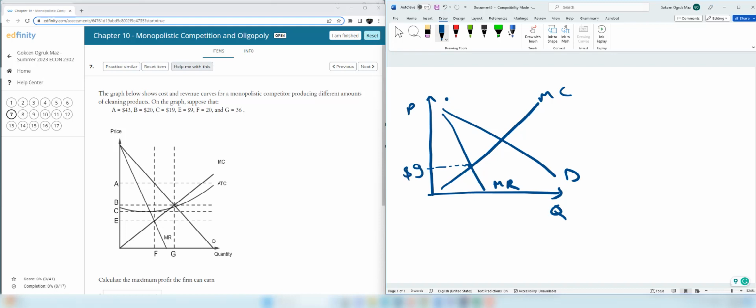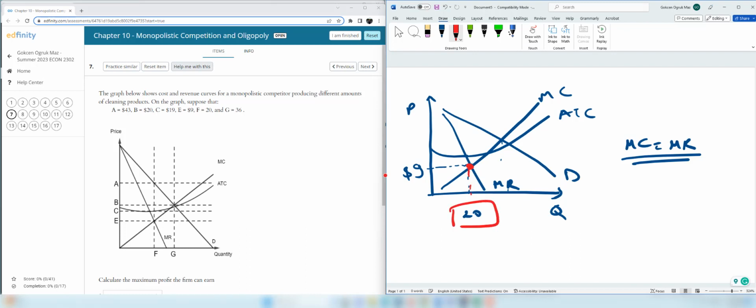And then we have the average total cost curve. The average total cost curve is like that. And then we have point F. Point F is 20 units. And now we need to find out the profit. For profit, we know the rules. Let's start with the first rule, MC equals MR, right? That tells us the quantity. So MC equals MR here. Therefore, the profit maximizing quantity is 20.